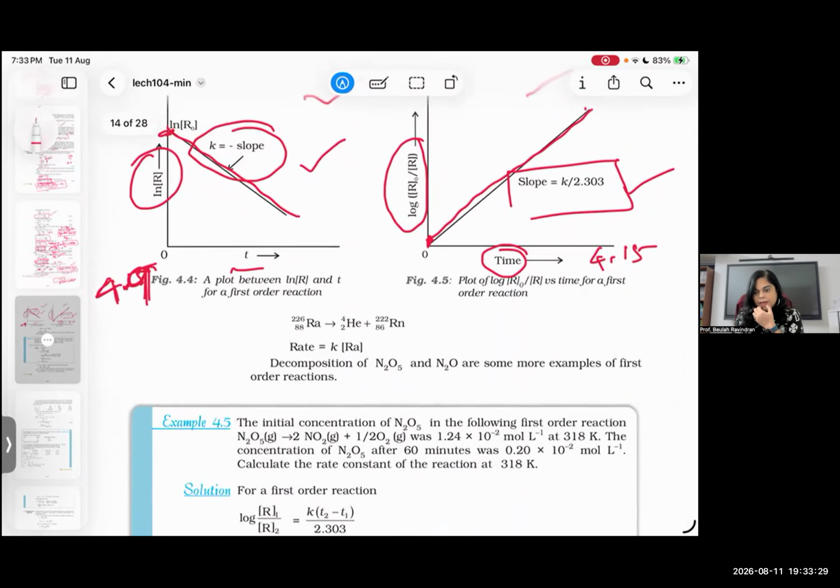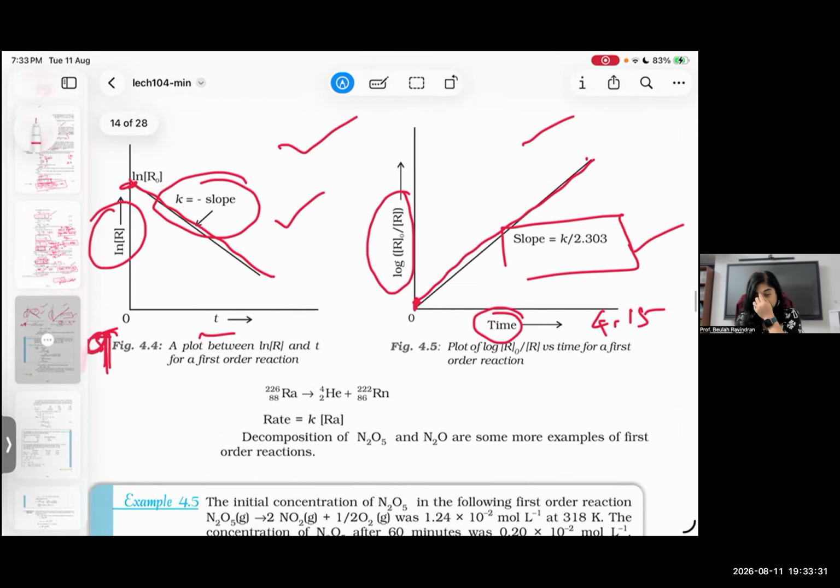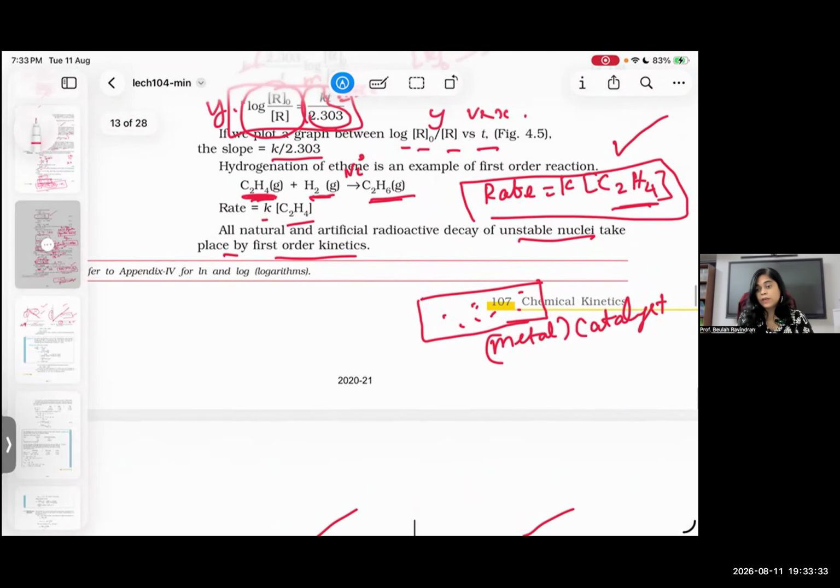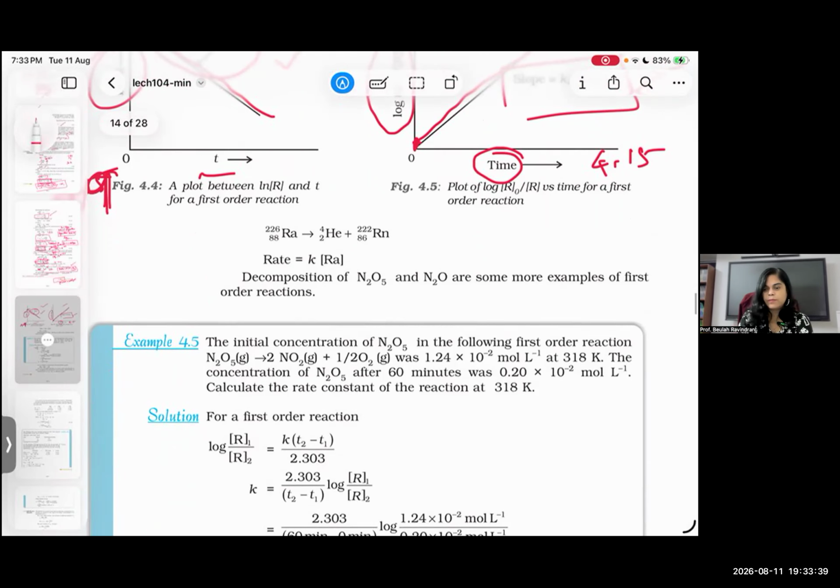And we saw, right, that radioactive decay of unstable nuclei is also under first order kinetics. So take a note of this and keep it in your mind. Radium gives helium. Actually, mostly only artificial radioactive decay is given, not everything.